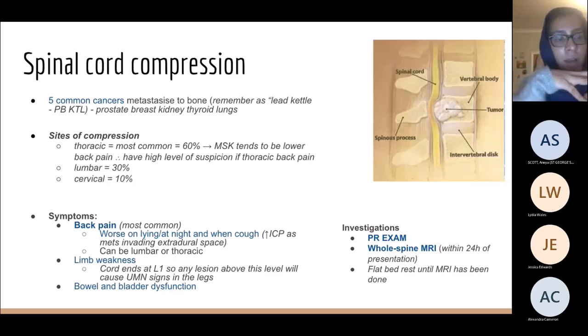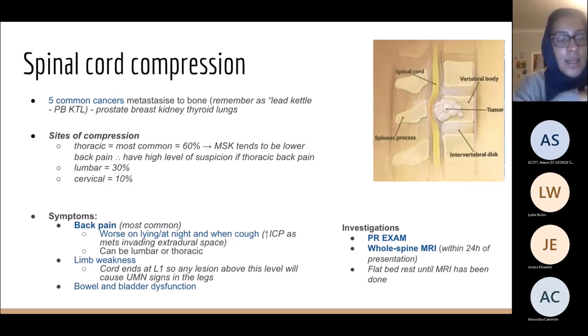And where you often find sites of compression tends to be in the thoracic region. Particularly in a GP setting, a red flag symptom you need to be aware of is people who have thoracic back pain, because musculoskeletal back pain tends to actually be lower down in the lumbar region. You don't really get thoracic pain. That is more indicative of potential cancers, actually. The next place is lumbar, and then after that, cervical.